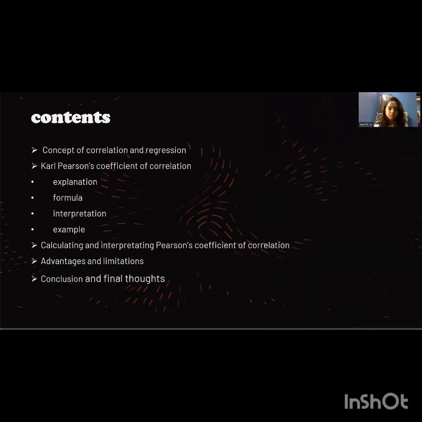Contents. Concept of correlation and regression. Karl Pearson's coefficient of correlation. Explanation and formula. Interpretation. Example. Calculating and interpreting Pearson's coefficient of correlation. Advantages and limitations, conclusion and final thoughts.